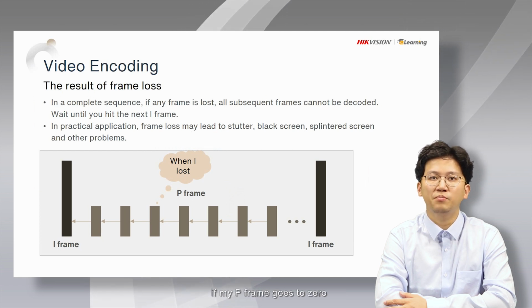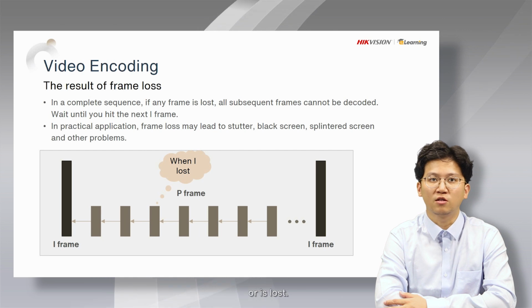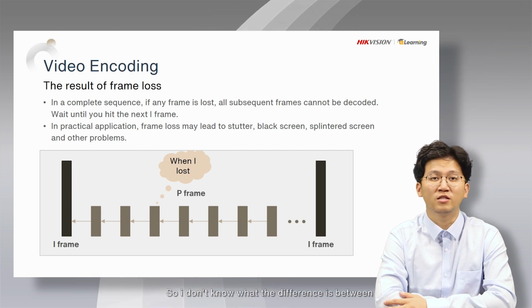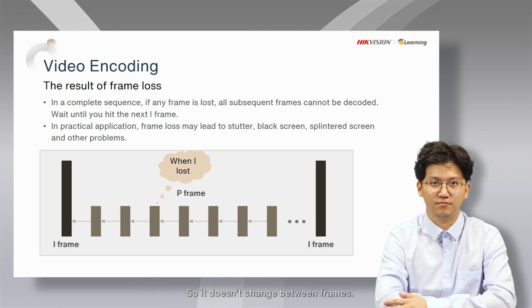If my key frame goes to 0 or is lost, I don't know what the difference is from the previous frame, right? So it doesn't change between frames.